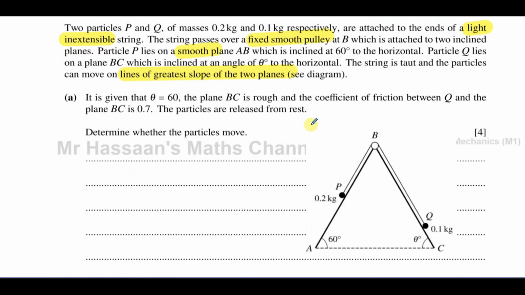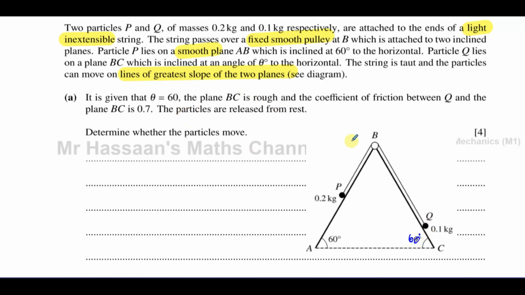Then it says two particles P and Q of masses 0.2 kilograms. Okay, so I've got the diagram down here, and I want to answer the question that says, it is given that theta equals 60. So now we're told that theta is equal to 60. So this is 60 degrees here. So I'll just put 60 degrees here.